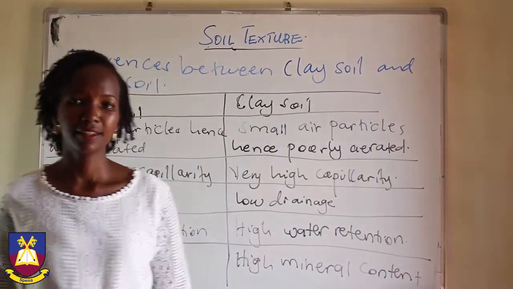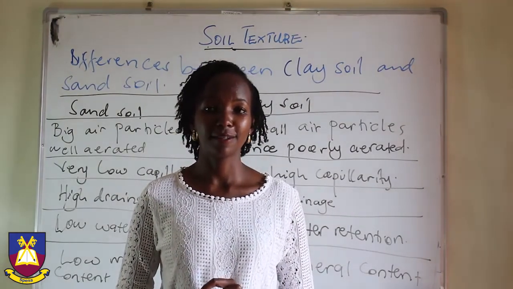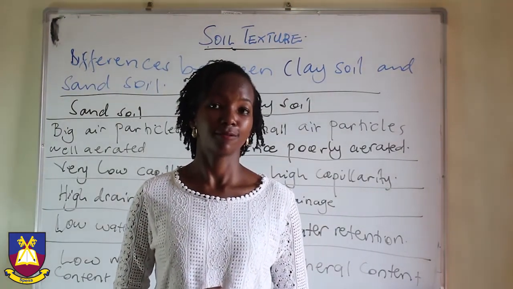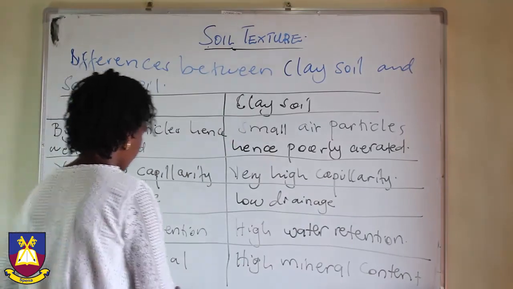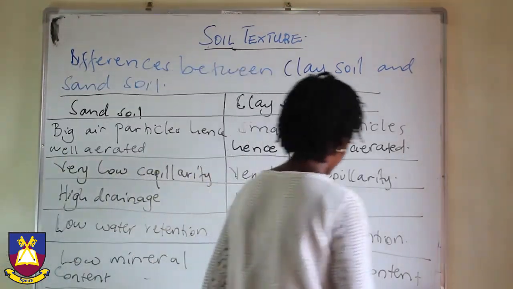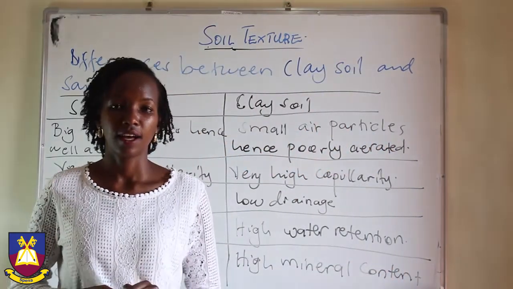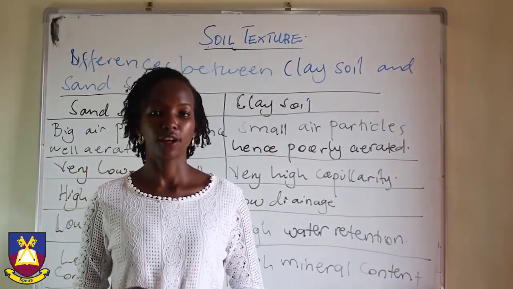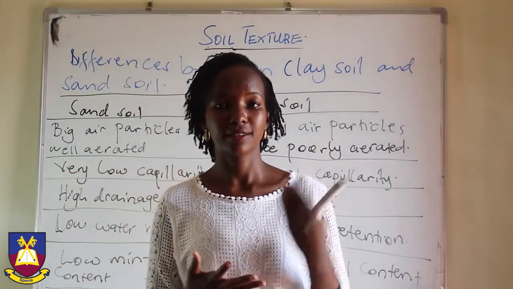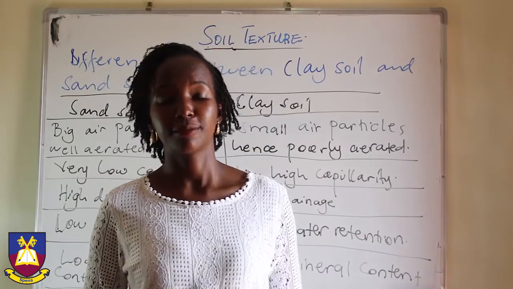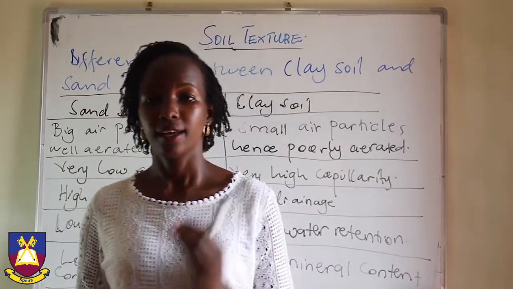Are there any other differences? Yes, there are. Can you figure them out? Yes, if you take your time with the two types of soil. But for now, we shall stop at those differences. And that is all about soil texture. We have looked at the different proportions of sand, silt, and clay that make up the different types of soil, that is to say sandy, clay, and loamy soil.